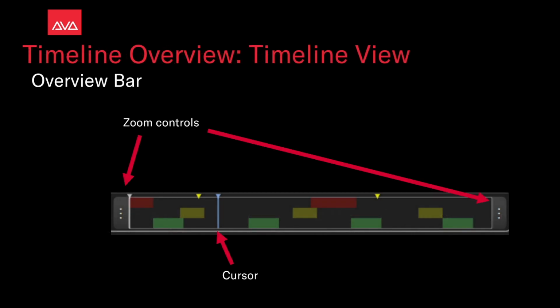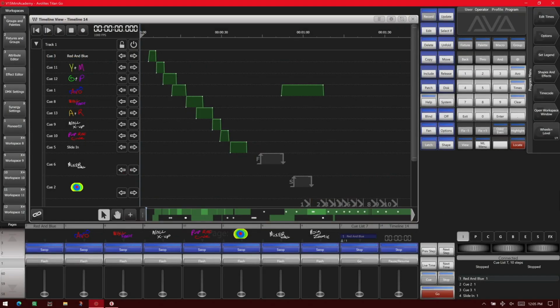So the first section in our overview of the timeline will be the overview bar and its zoom controls. Let's take a look at that on the console. I'm on version 15 of Titan, on the Titan Go interface, with a little timeline recorded and its view open. So down here at the bottom, we can see we've got our overview bar.